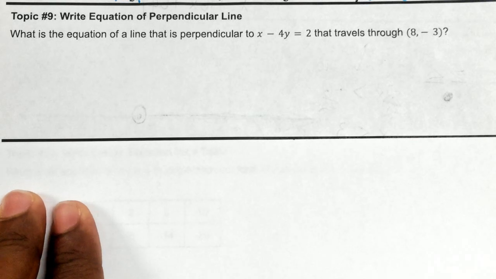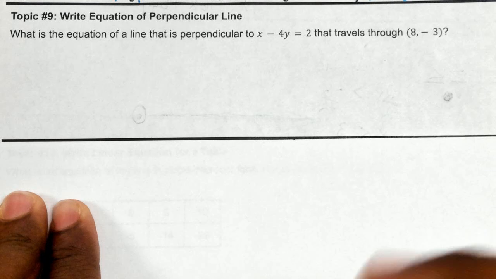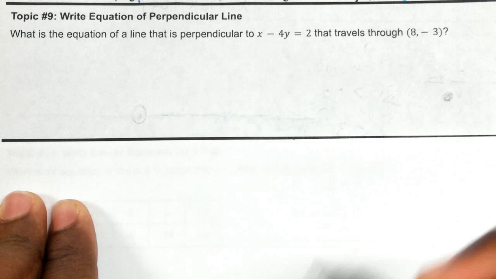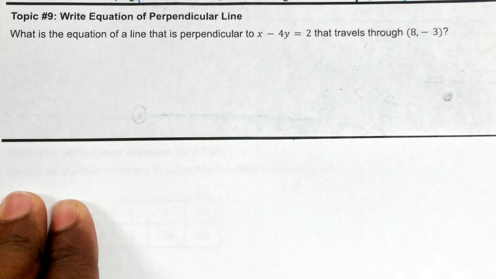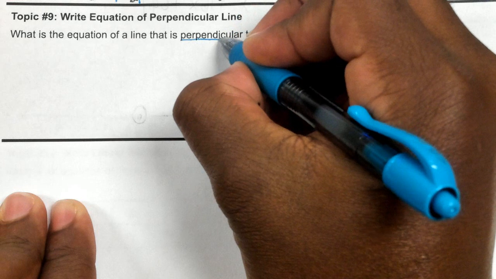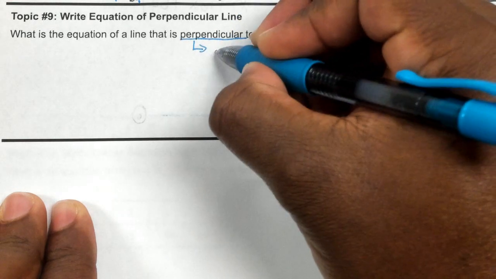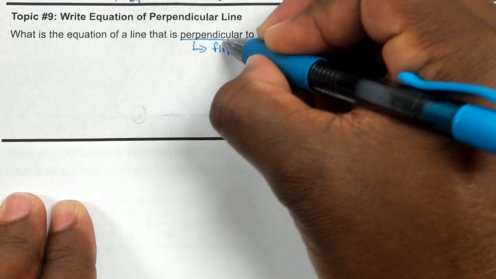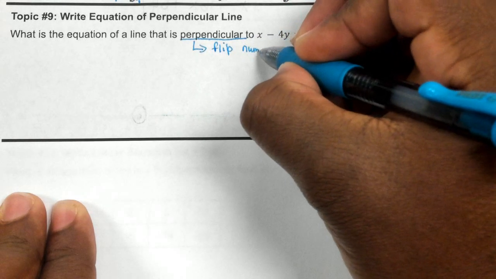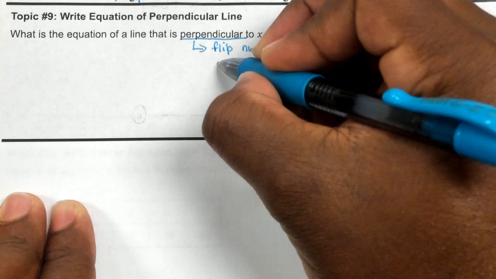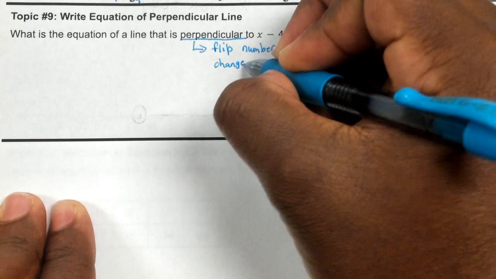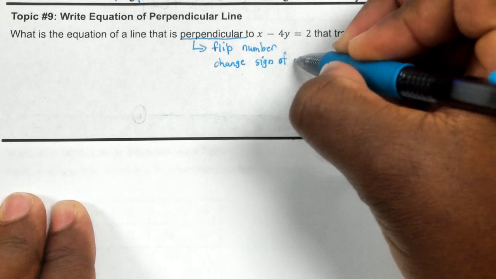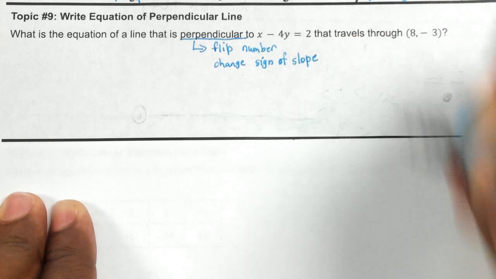Question number 9 wants us to write an equation of a perpendicular line. Perpendicular means something different than parallel. The word perpendicular means a different slope: you flip the number and change the sign of your slope. So change the sign of the slope. That's how you're going to do perpendicular.